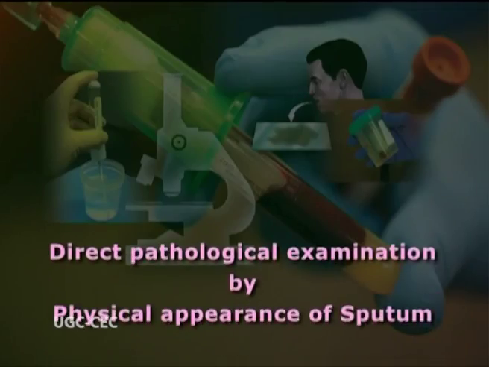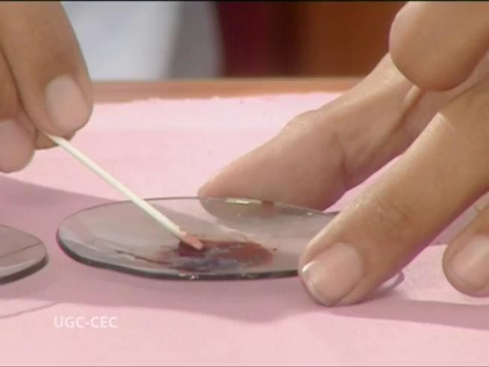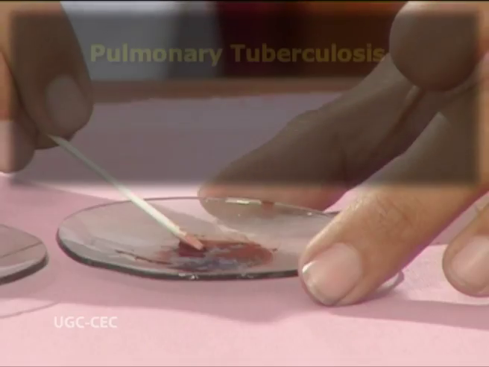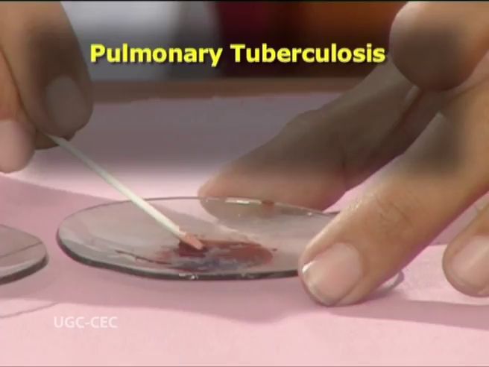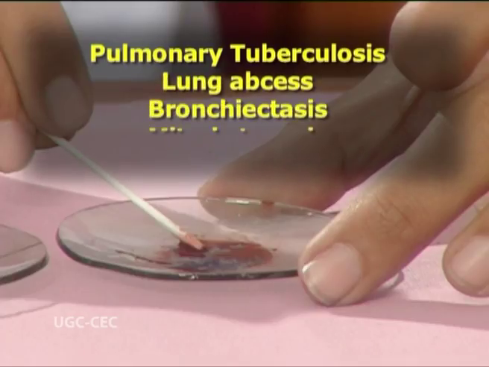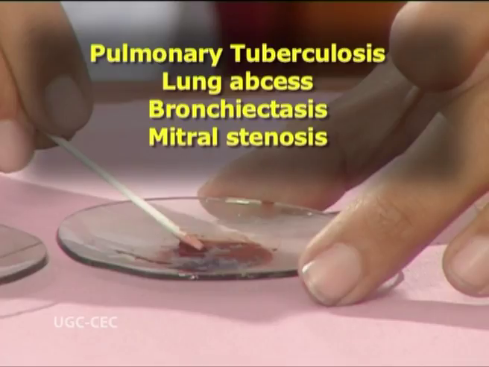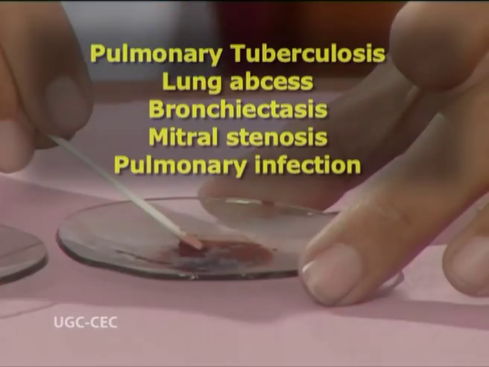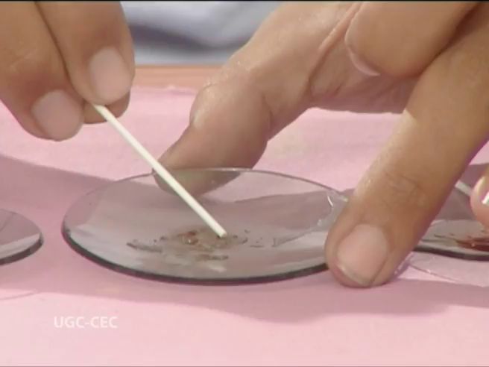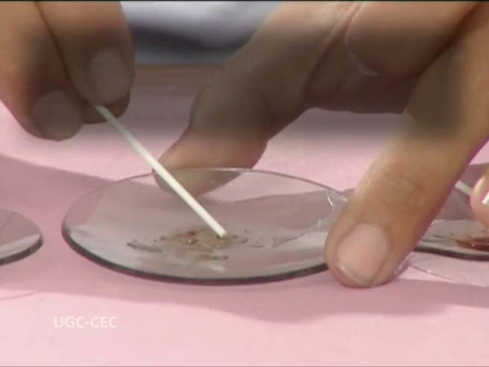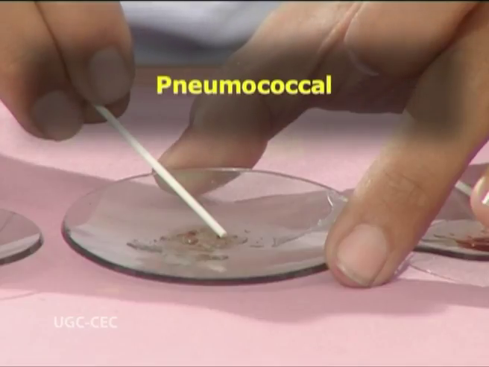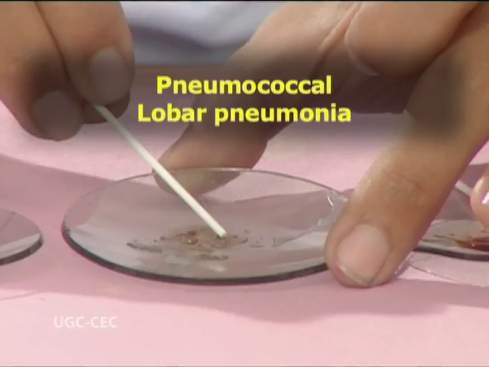Direct pathological examination by physical appearance of sputum. If found bloody, that is, hemoptysis, the possible infection would be pulmonary tuberculosis, lung abscess, bronchitis, mitral stenosis, or pulmonary infection. If found rusty, possible infection would be pneumococcal or lobar pneumonia.